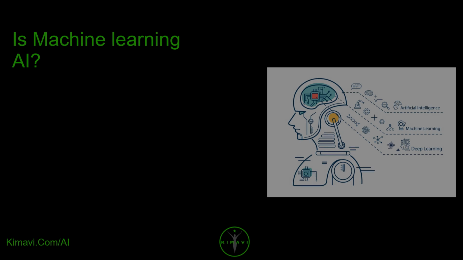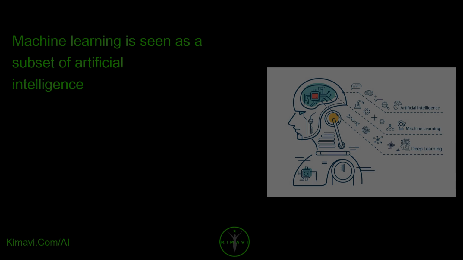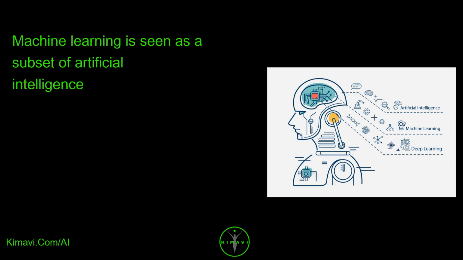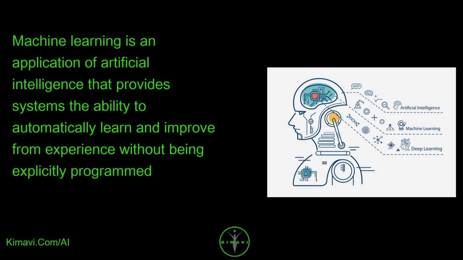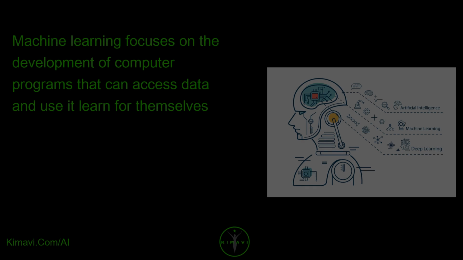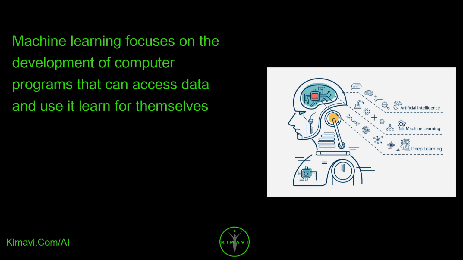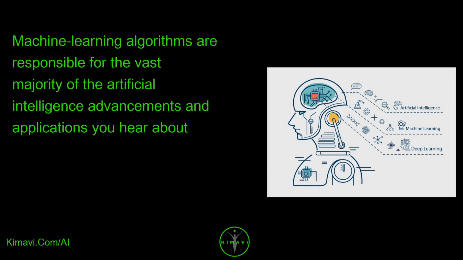Is machine learning AI? Machine learning is seen as a subset of artificial intelligence. Machine learning is an application of artificial intelligence that provides systems the ability to automatically learn and improve from experience without being explicitly programmed. Machine learning focuses on the development of computer programs that can access data and use it to learn for themselves. Machine learning algorithms are responsible for the vast majority of the artificial intelligence advancements and applications you hear about.